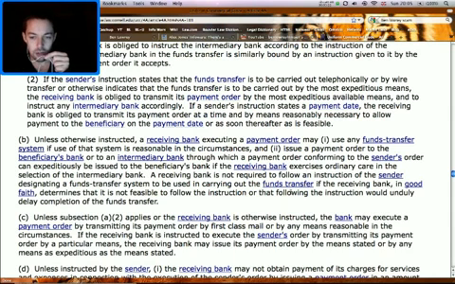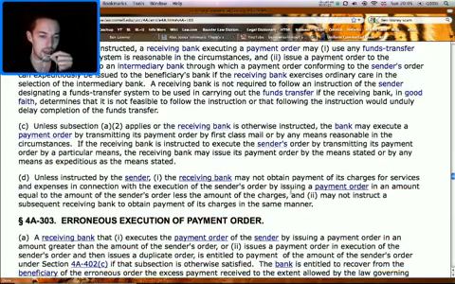A receiving bank is not required to follow an instruction of the sender designating a funds transfer system to be used in carrying out the funds transfer if the receiving bank in good faith determines that it is not feasible to follow the instruction or that following the instruction would unduly delay completion of the funds transfer. Unless subsection A2 applies or the receiving bank is otherwise instructed, the bank may execute a payment order by transmitting its payment order by first-class mail or by any means reasonable in the circumstances. If the receiving bank is instructed to execute the sender's order by transmitting its payment order by a particular means, the receiving bank may issue its payment order by the means stated or by any means as expeditious as the means stated, unless instructed by the sender.